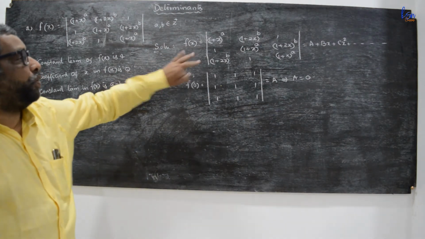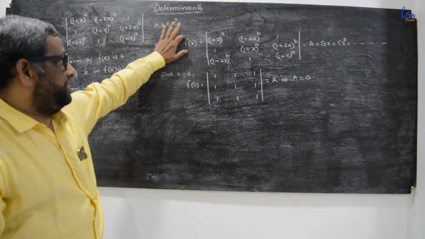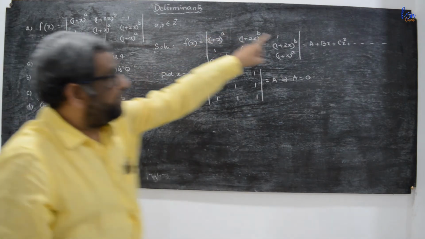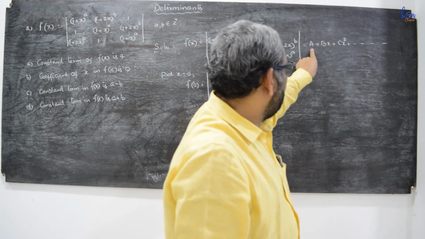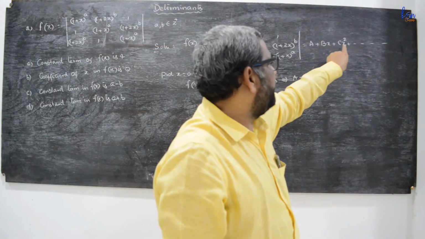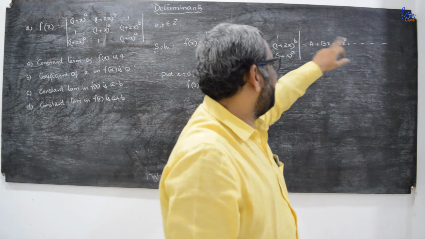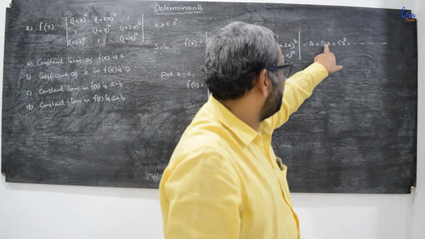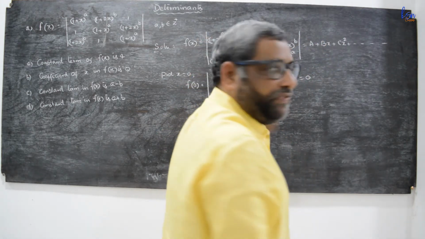Now to get the coefficient of x, we will differentiate this f(x). So we get f dash x. On differentiating on this side, a being constant, its derivative is 0, and the derivative of bx is b, and the derivative of cx square is 2cx and so on. Therefore, after differentiating, by putting x is equal to 0, you will get the value of b, which is nothing but the coefficient of x in f(x).